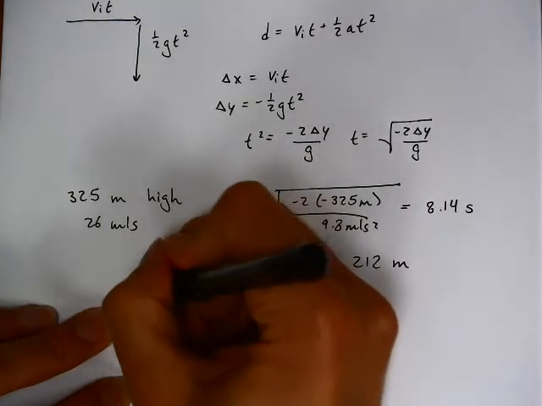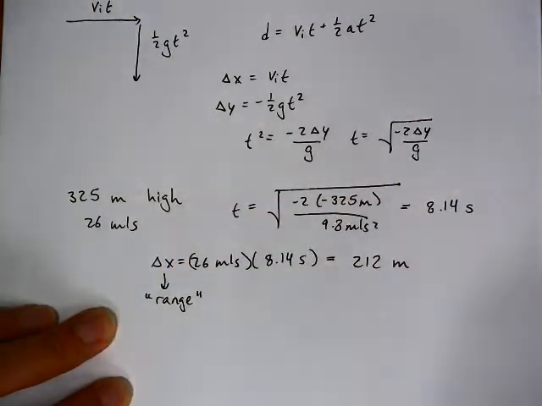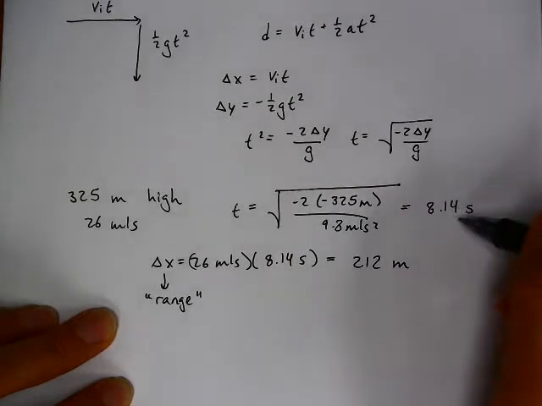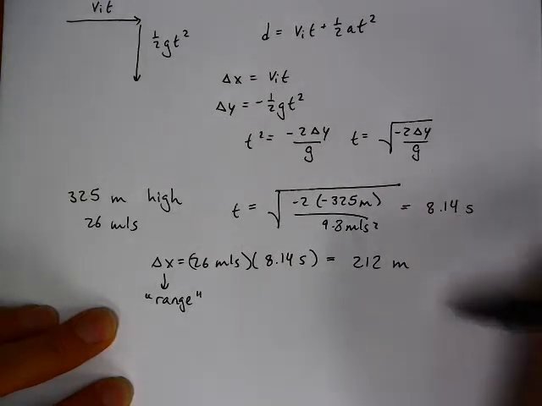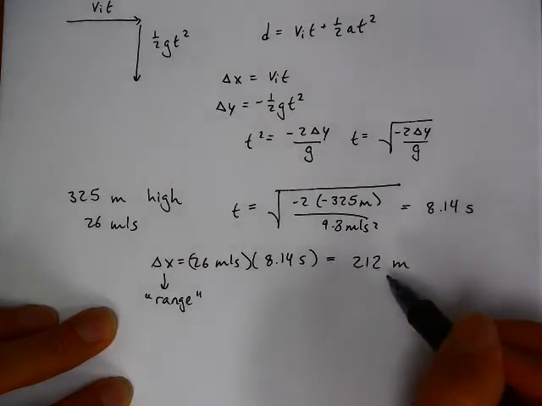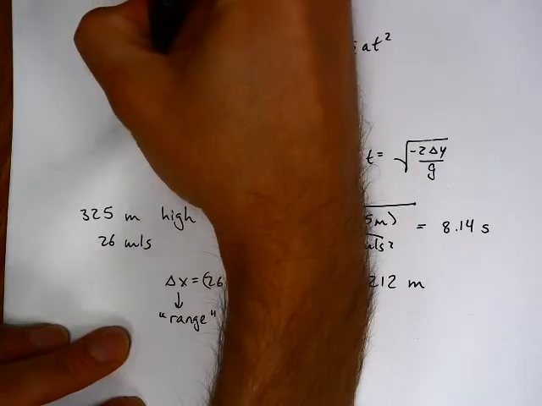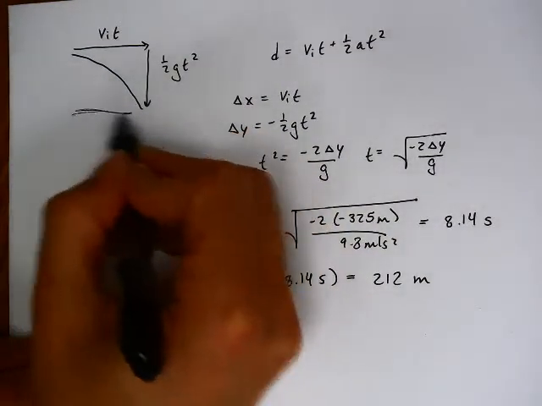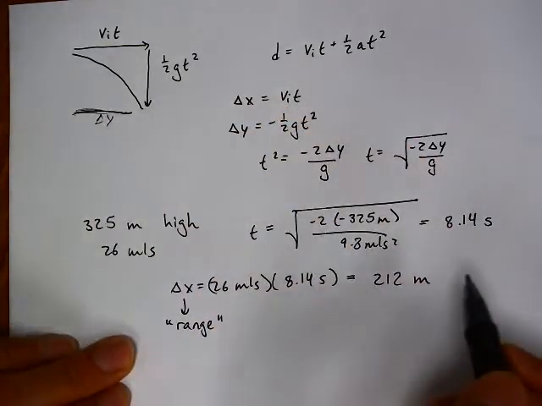Delta x is often called the range of the projectile. So the object's range is about 212 meters, and it took 8.14 seconds to fall 325 meters and come to rest at this horizontal distance. Notice this is the horizontal distance or displacement the object has traveled. It is not the length of the path that the object has traveled. The object actually travels along a parabola, and this is not the length of that curve, but only the length of the horizontal displacement.